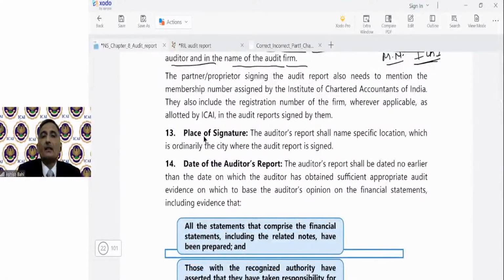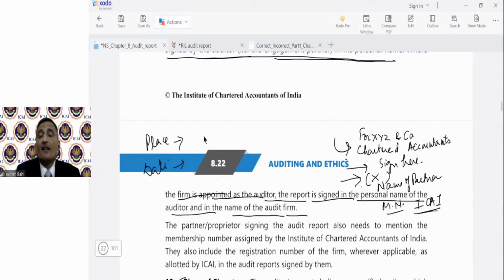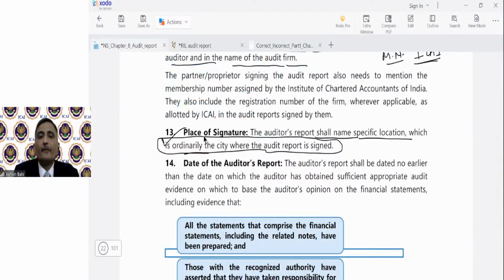So place of signature. The auditor's report shall name a specific location, which is the city where the audit report is signed. So when you are signing the report, you also have to mention the place and date. The place would normally be where you are signing the report, where your office is located. Okay, it is not the client's place, because you would be assembling the things and performing all other work at your office. So it would be the place where the audit report is signed.